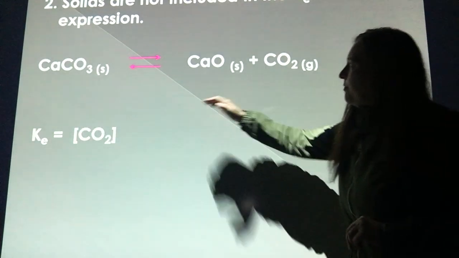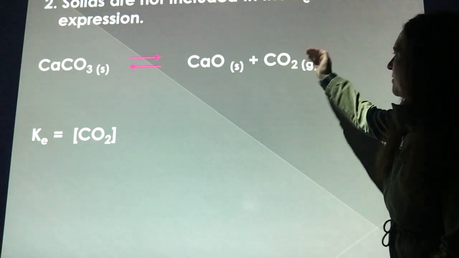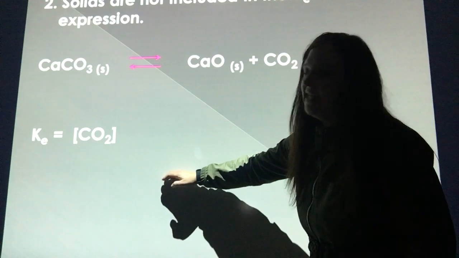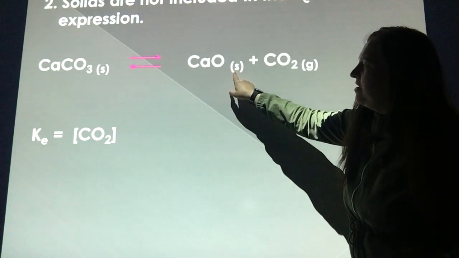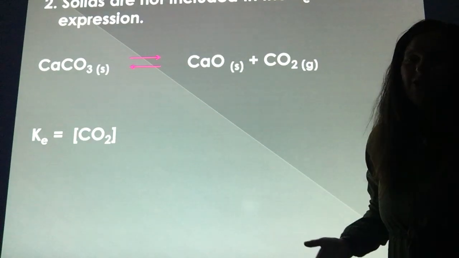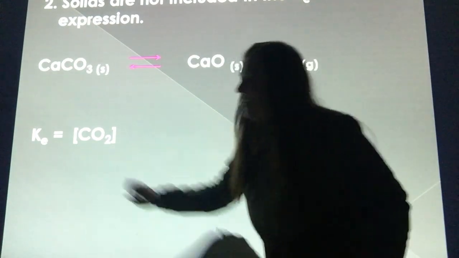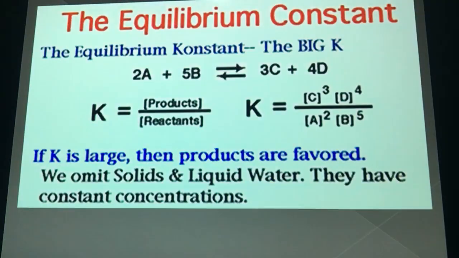So for this case, it would be products over reactants. If we were together in class, we'd do this on the board. So you might think it'd be CaO times CO2 divided by CaCO3, but oh, that's a solid, you don't include it. That's a solid, you don't include it. So you just include CO2 because the other product is a solid and the one and only reactant is a solid. So watch out for things like that as we go through the unit. I'll remind you of that.